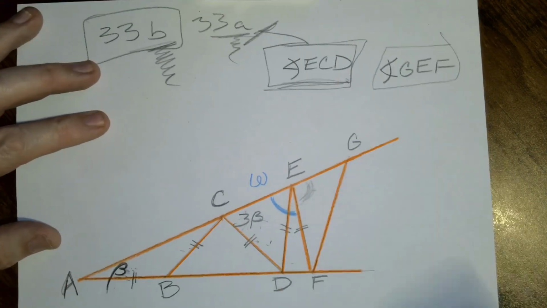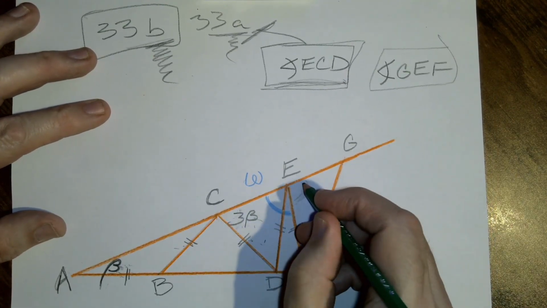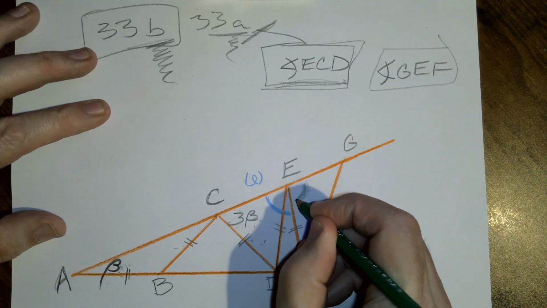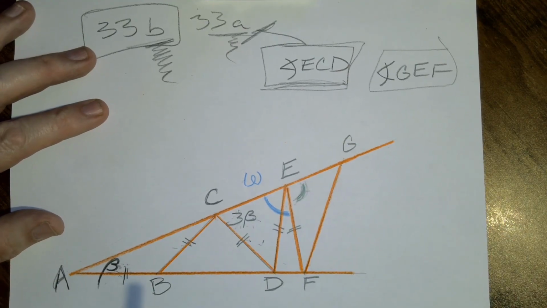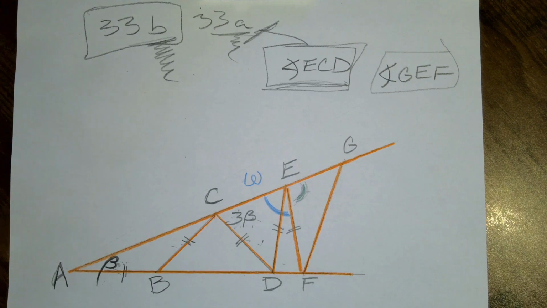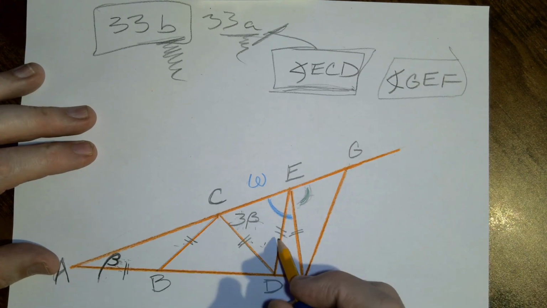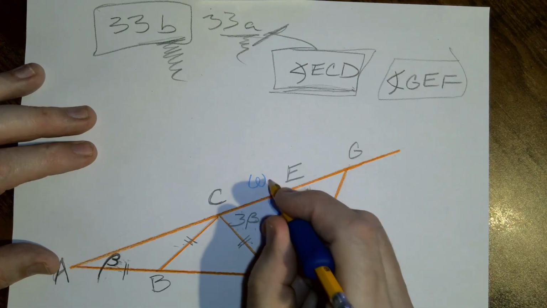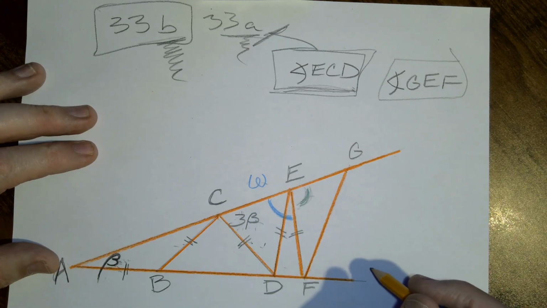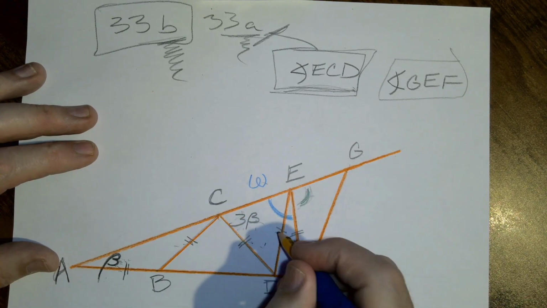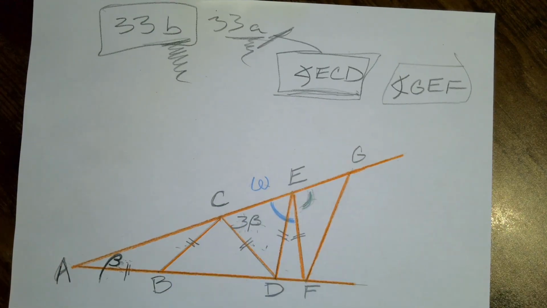And this is the angle we're trying to find. So we know that because this is an isosceles triangle, that part of this angle omega is equal to 3 beta. I need a pencil sharpener. Where'd my pencil sharpener go? We'll be right back.